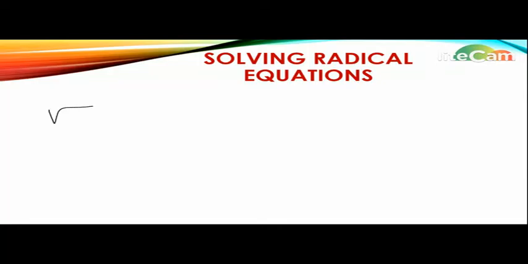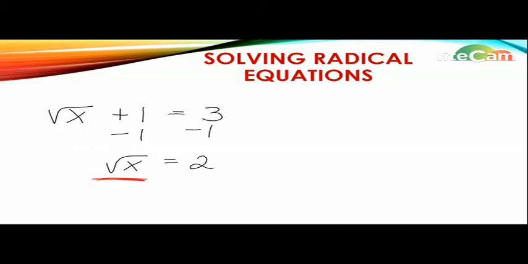Okay, now that we've done a couple of simple equations, let's go ahead and make them a little bit more difficult. So in this case, the 1 is on the outside of the radical, right? So I need to subtract the 1 first. And then I've got the square root of x by itself. Okay, in this case, square both sides, x equals 4, and I'm done.